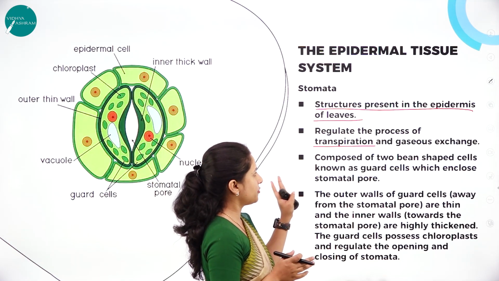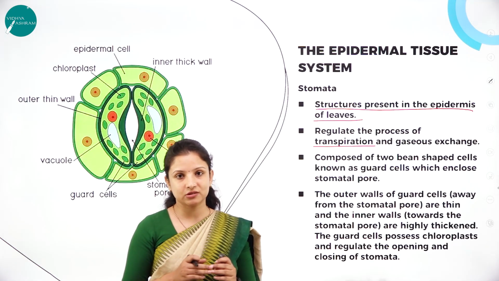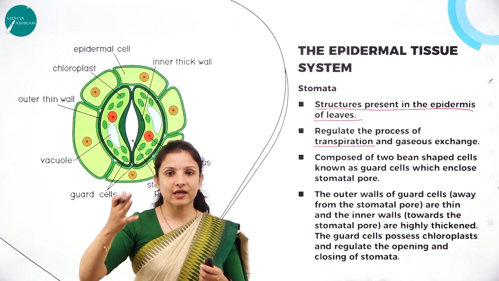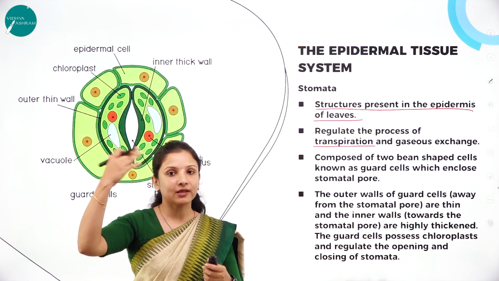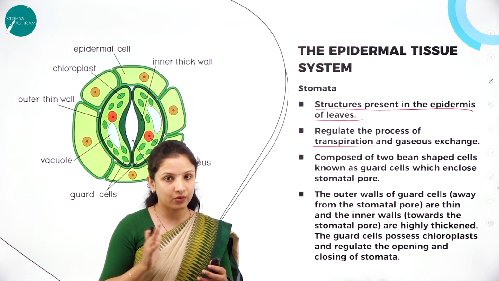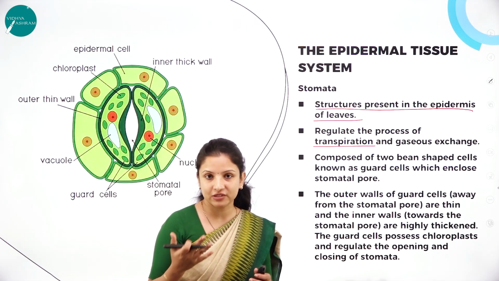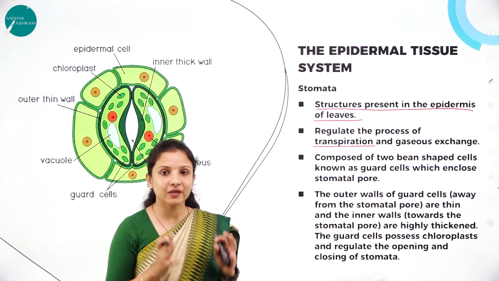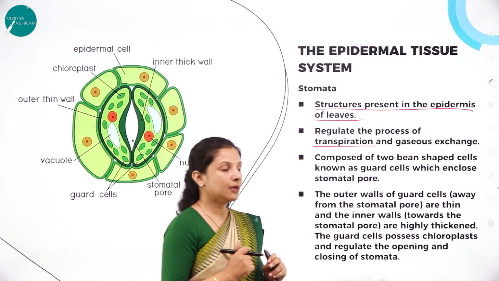For that it is very important. Next is for gaseous exchange, that is, for the exchange of gases between the cells of the plant and the atmosphere. For that it is very, very important. That is in the process of respiration also. Stomata plays a very, very important role in the plants.